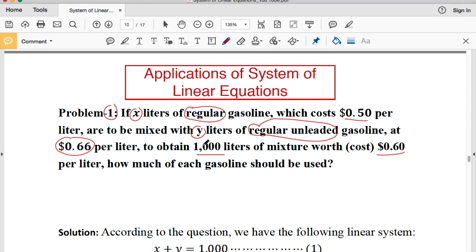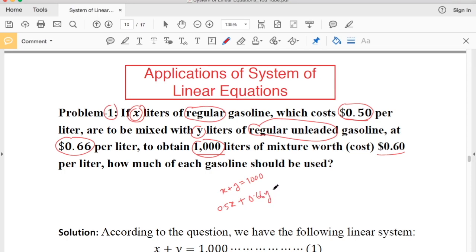So since we want to make a mixture of 1000 liters, therefore first equation will be X plus Y equal to 1000. And second equation will be for the total cost. You see, 1 liter of regular gasoline costs $0.5. So you have X liters. Therefore the total cost of regular one will be 0.5x, plus for the regular unleaded one similarly 0.66y.